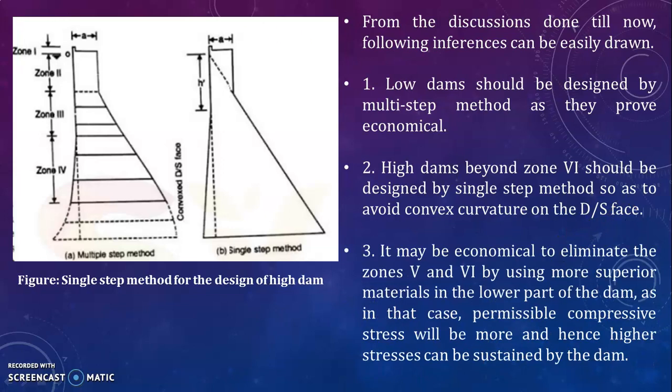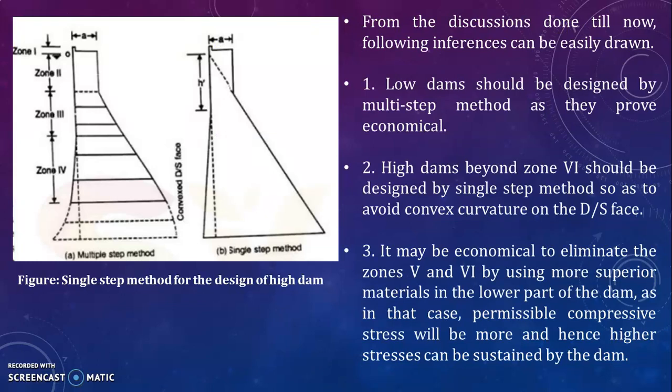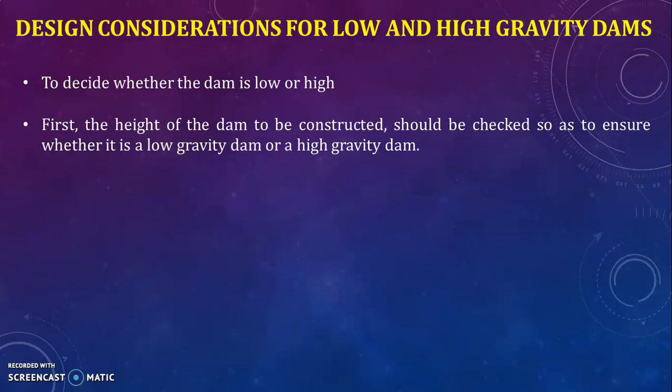It may be economical to eliminate the zones 5 and 6 by using more superior materials in the lower part of the dam, as in that case permissible compressive stresses will be more and hence higher stresses can be sustained by the dam. Okay, so this is about the design considerations for gravity dam. Now let us discuss about design considerations for low and high gravity dams.